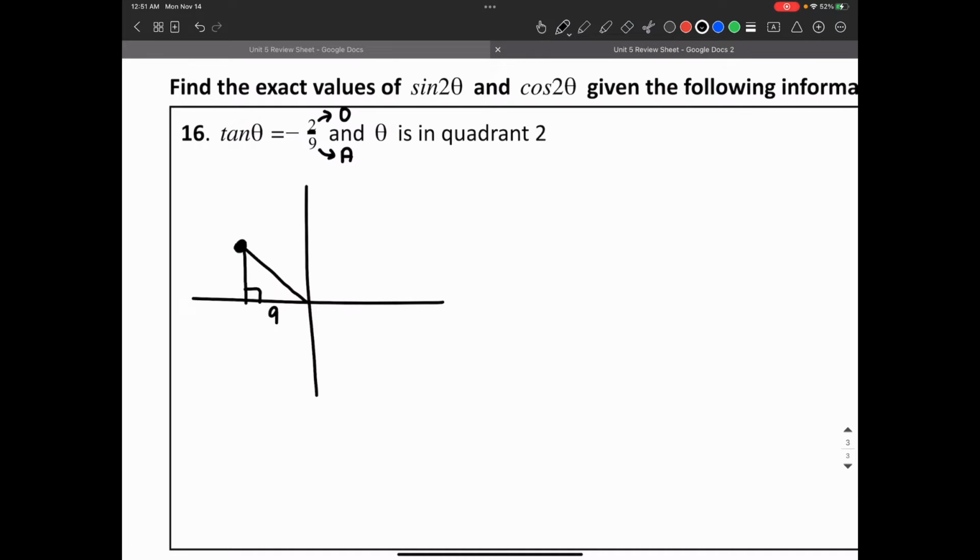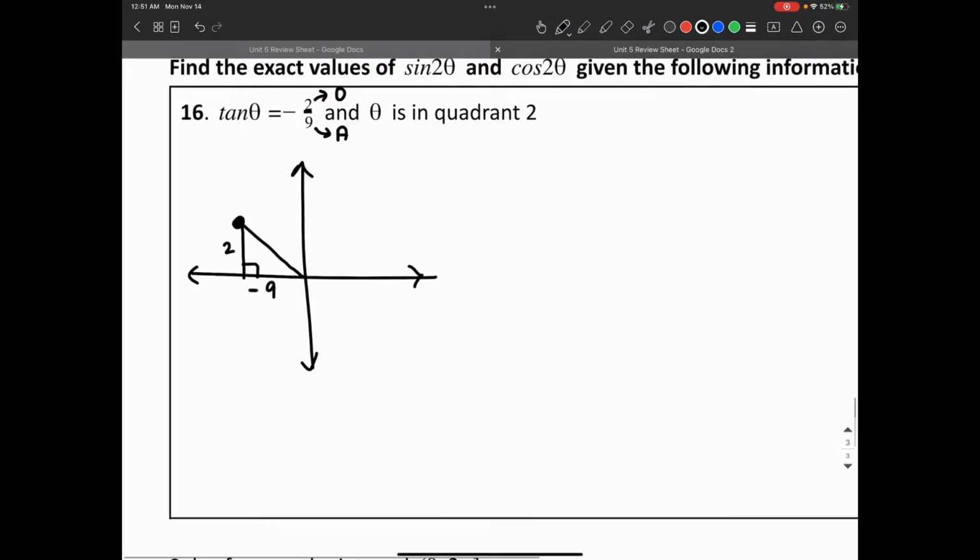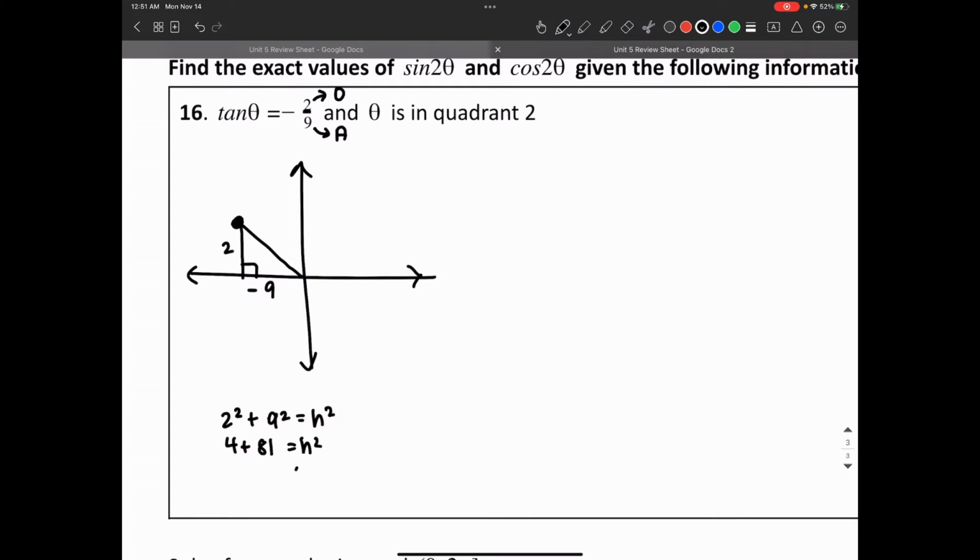So this is 9, but I'm going to say it's negative 9 because it's going in the negative direction. And I can say that the opposite side is 2, it's positive 2. And then to find the hypotenuse, I would do 2 squared plus 9 squared equals the hypotenuse squared. That's 4 plus 81 equals the hypotenuse squared. So the hypotenuse squared is 85. And then I know h is the square root of 85. So this is the square root of 85, and that's going to help me find all the information that I need.